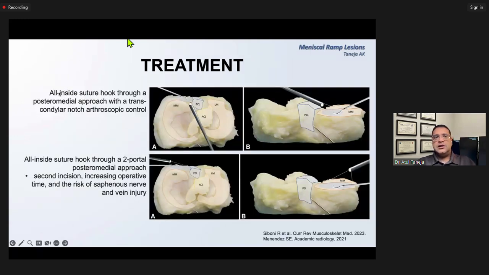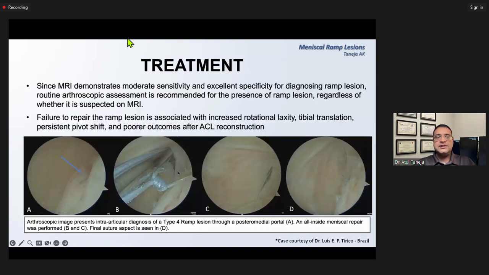So different techniques. This is the all-inside suture hook, which can be done using the transnotch approach or with an additional posteromedial portal as they prefer. Most of the surgeons prefer the all-inside technique. Another example was a meniscal ramp lesion tear type 4. We can briefly see the gap between the capsule and the meniscus, and the suture was done with an all-inside technique through a posteromedial approach. We're seeing this from posterior.